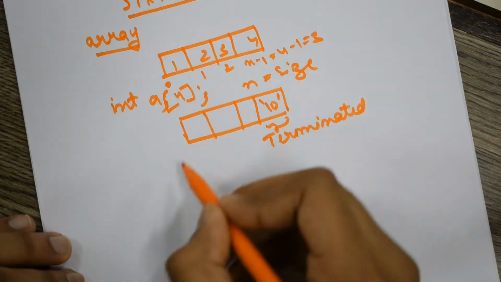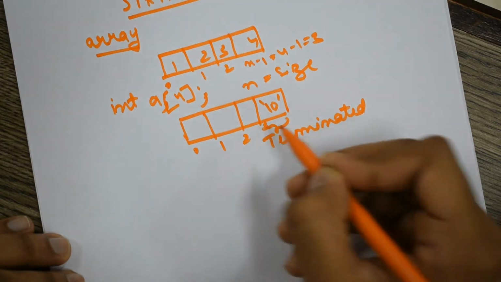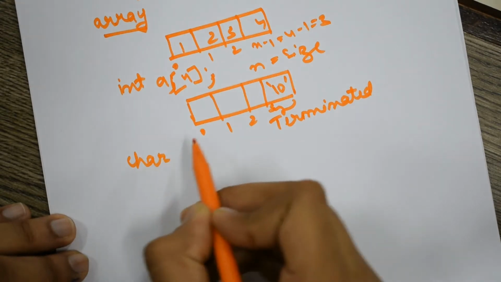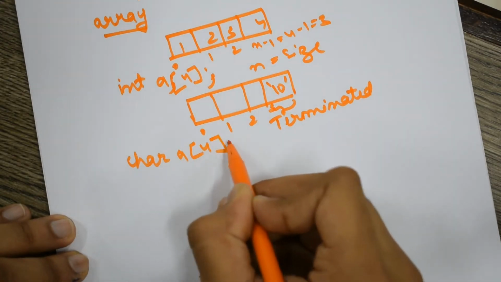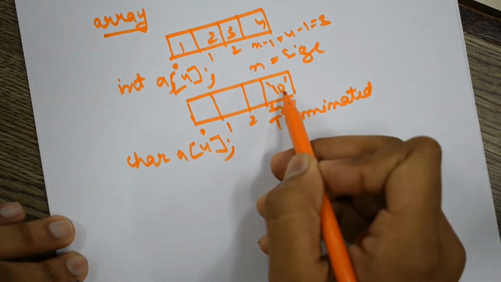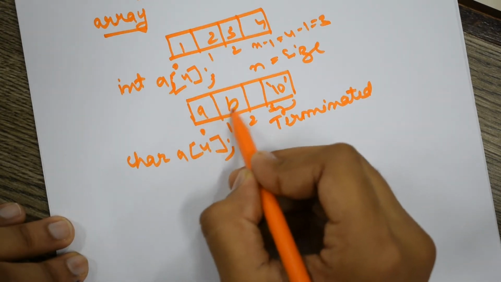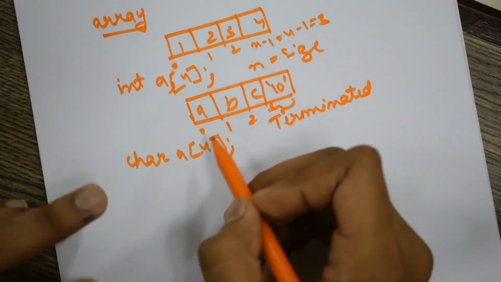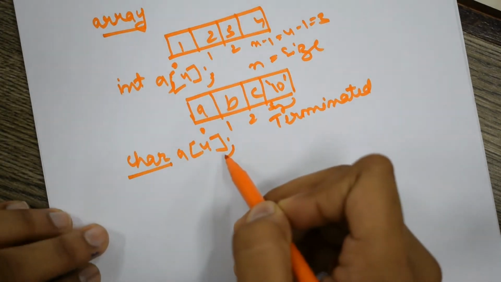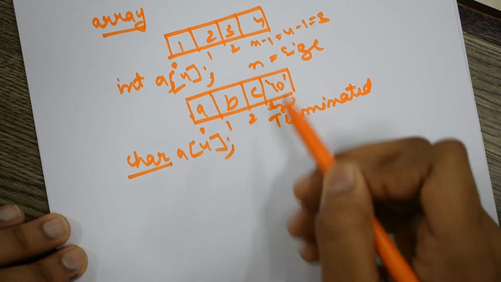Now this referencing is similar: 0, 1, 2, 3. This is our array or string a of 4. It holds 4 values but can actually hold only 3 values, because the 4th is by default \0. So let's say it holds a, b, c. Since a string is a collection of similar data type, that is characters, the last element is \0, the terminator.